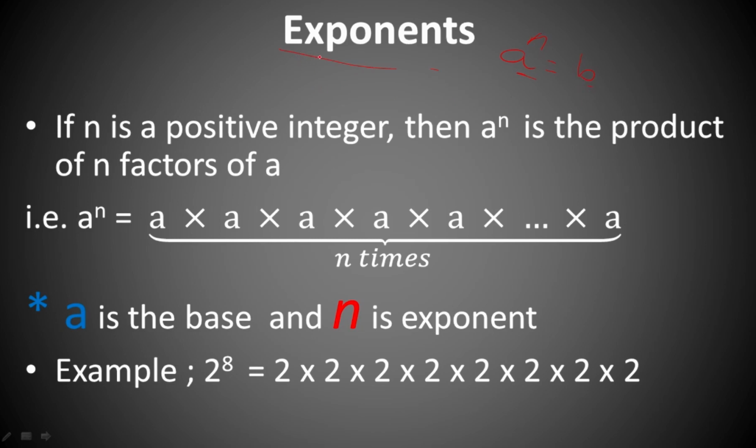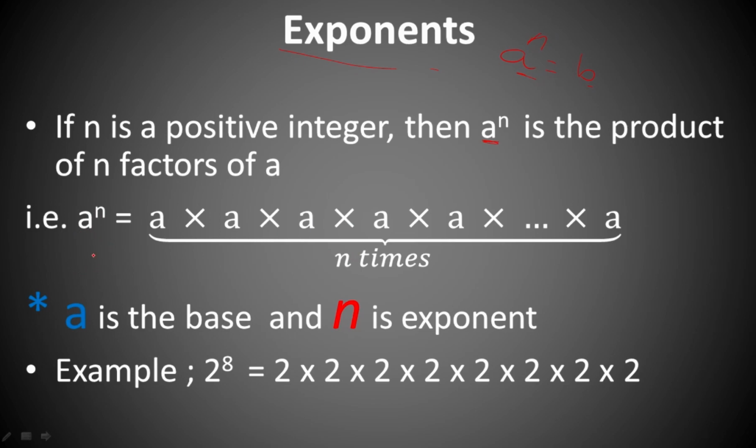In this lesson we are going to see what exponents, or exponential functions, mean. If n is a positive integer, then a to the power of n is the product of n factors of a. This means a to the power of n is equivalent to a times a times a, and so on. How many times do we need to multiply a? n times, because the exponent is n, and the base is the number that we multiply.